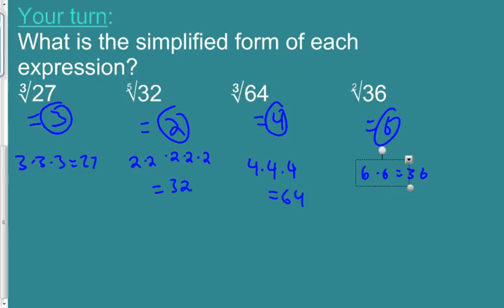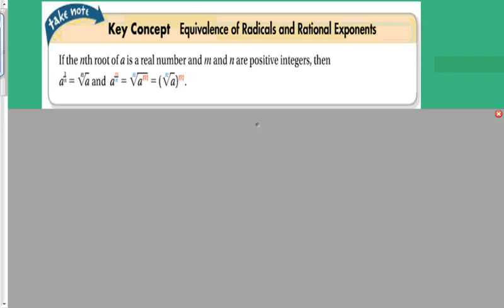Alright, there's the answers for each one, and the work below it to show you why it is what it is. Now, moving on from there, here's a key concept for today. If the nth root of a is a real number and m and n are positive integers, then okay, so this is the first part. If you have a fraction, that would be the exponent. That's the nth root. It's 1 over a number. That's the same thing as taking the nth root of that.